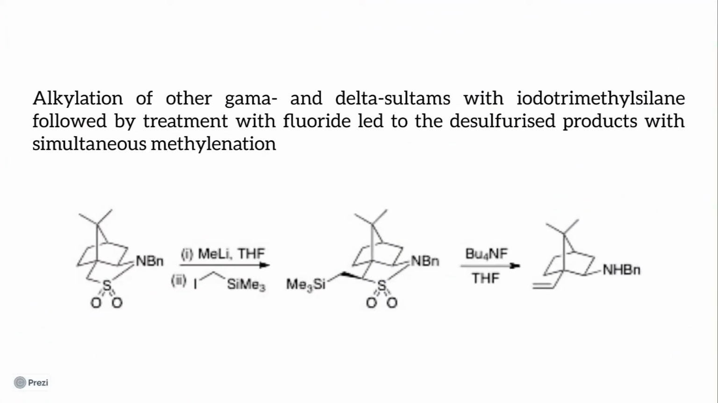Alkylation of other gamma and delta sultones with iodomethane followed by treatment with fluoride led to the desulfurized products with simultaneous methylation, in a reaction sequence that once again showcases the anion stabilizing capabilities of the sulfonamide and its ability to act as a leaving group under specific reaction conditions.